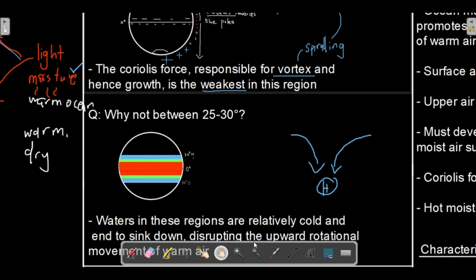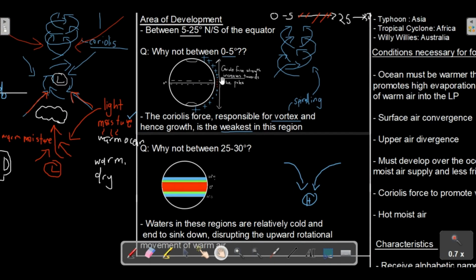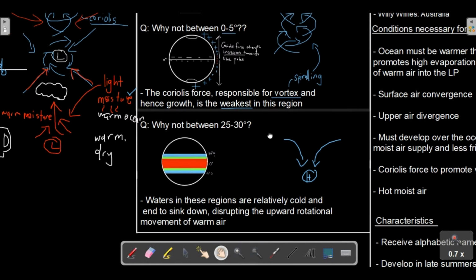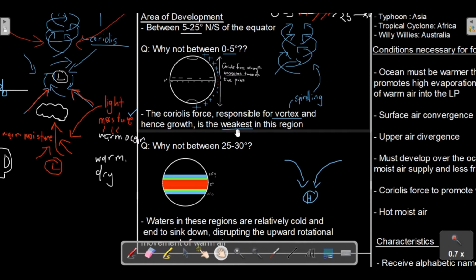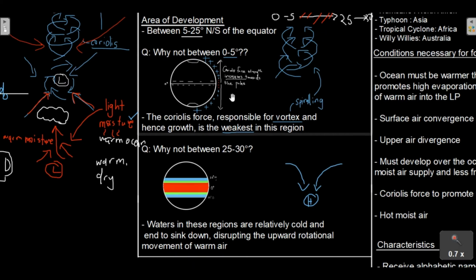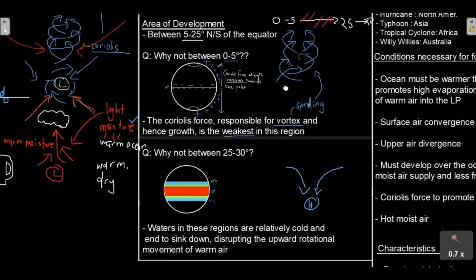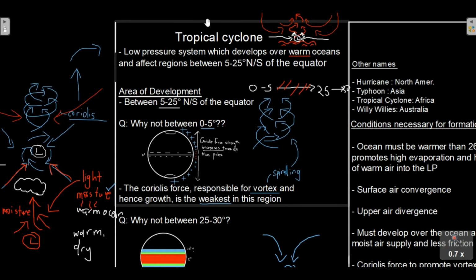So that is very important, guys. Know the reason why it does not develop between 0 and 5 and between 25 and 30. These are two different types of regions, and they are both linked to the requirements of a tropical cyclone. If a requirement is not met, then the tropical cyclone cannot further develop. We call it a tropical cyclone here in Africa.